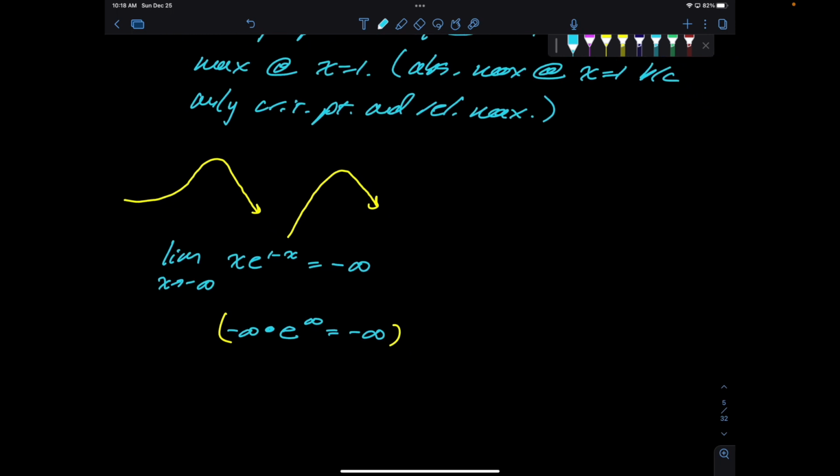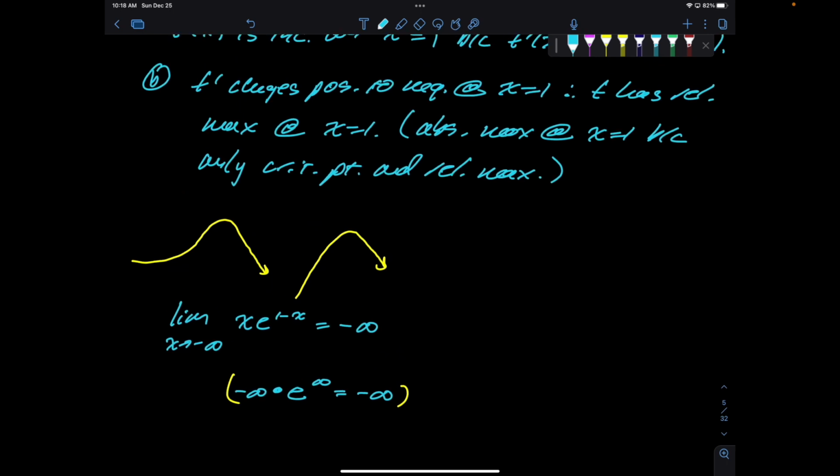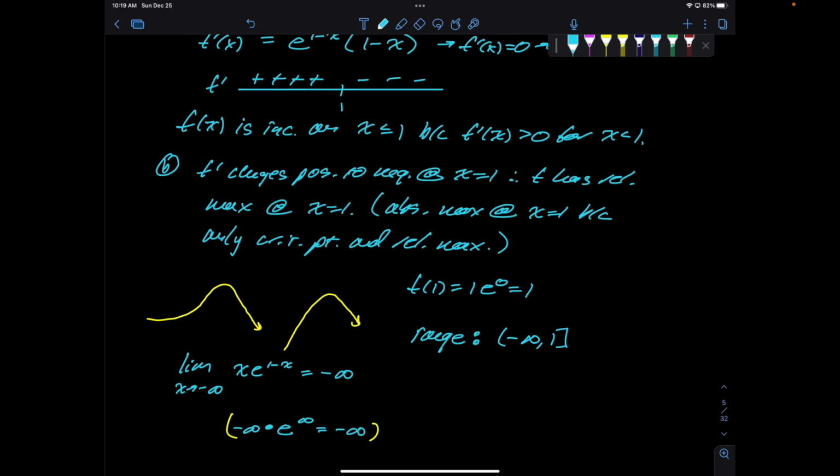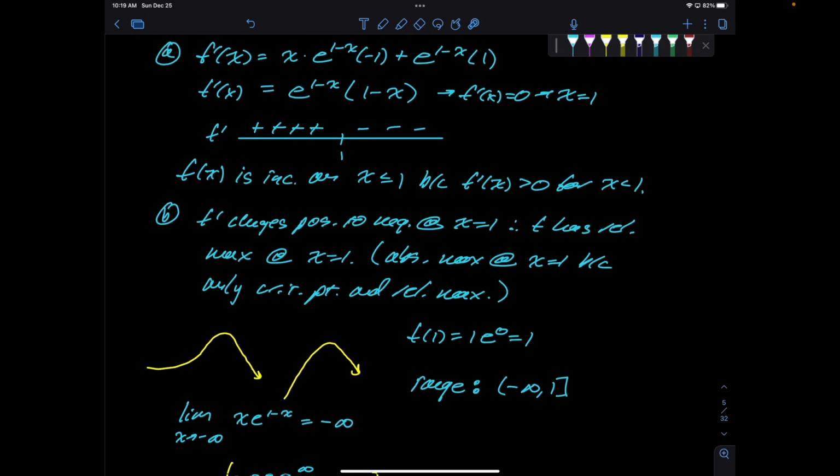So if that's negative infinity, it doesn't matter what it's doing on the right-hand side of 1. That's all we got. So f of 1 is our absolute max, which will be 1 times e to the 0, which is 1. So the range is going to be negative infinity to 1, and you definitely get 1. So that's our range. It's important that you think about behavior at negative infinity and infinity when you're talking about range if you have an absolute maximum, because it could be important.